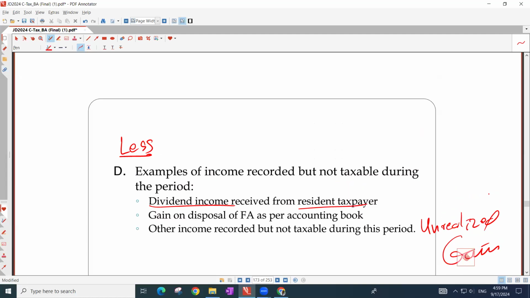Yeah, this is the part, step 1, which we discussed. We add back all non-deductible expenses, we add back income not recorded, we claim deduction for expenses not recorded but deductible, and we deduct the incomes recorded but not taxable. And then we arrive at what we call adjusted profit.